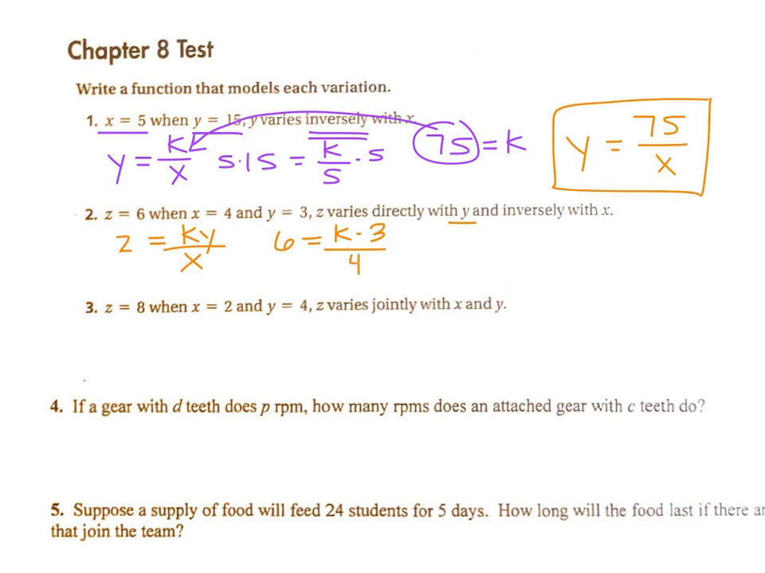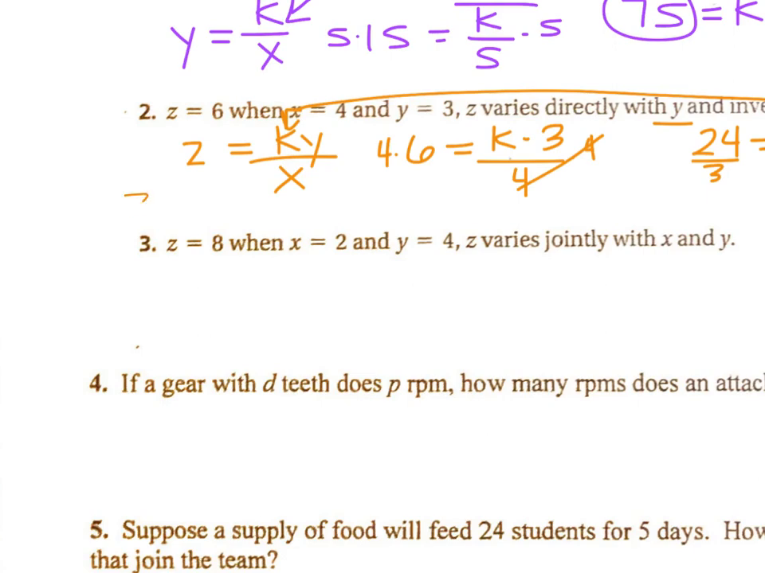Okay, so now we're going to solve that for k. So I'm just going to multiply by 4 on both sides. So 24, and then you get 24 equals 3 times k, and we're going to divide by 3. So k is 8, and then we just take that and we plug it in for k here. So z equals 8 times y over x.